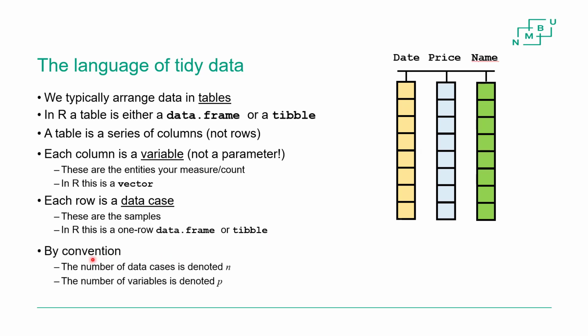By convention in statistics, we also like to use the letter N as the number of rows in such a table, and the letter P as the number of columns or variables. So you will frequently see that, N and P. I will also use this during the course. And please remember, N is the number of rows, P is the number of columns in such a data table or data set.